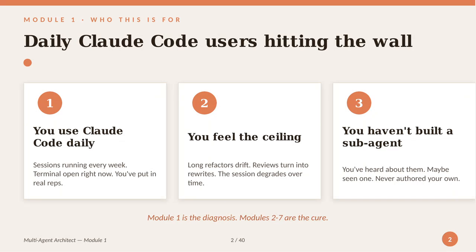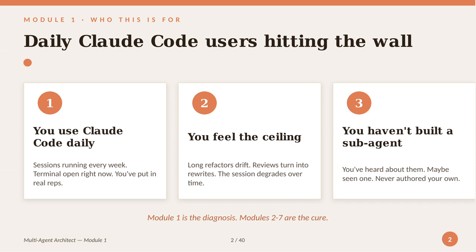Quick check on whether you're in the right room. Card 1. You use Claude Code daily. Sessions running every week. Terminal open right now. You've put in real reps and you've earned opinions about how the tool behaves at scale. Card 2. You feel the ceiling. Long refactors drift partway through. Reviews turn into rewrites. You know the session quality degrades over time, even if you can't yet articulate why.